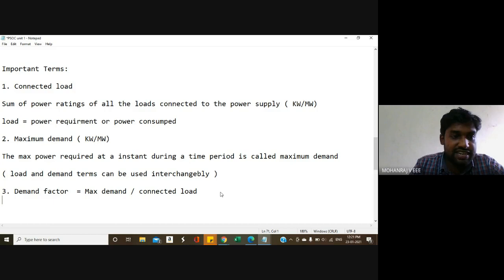Okay, fine. Then the fourth term. Let us discuss what is average power. So what is this average load? Average power requirement or average load. What is average load?